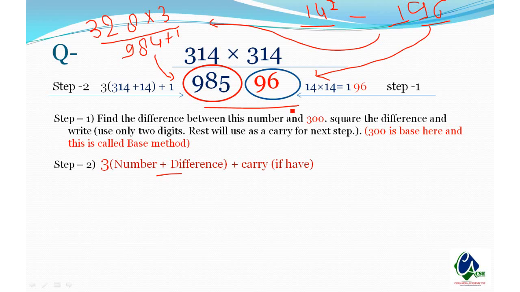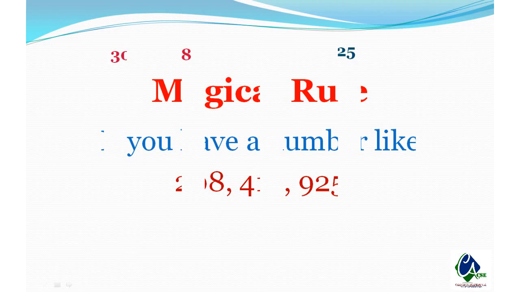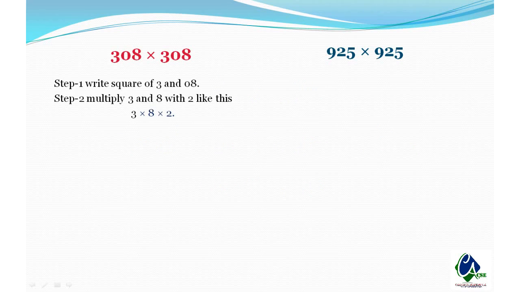See our next rule. This is the magical rule, friends. You have seen 4 rules, but this is a little bit different. If you have a number like 208, 414, 925, you can calculate the square very easily without any multiplication. See this? If you are going to calculate the square of 308, our first step is write the square of this 3, and write the square of this 8 like this.